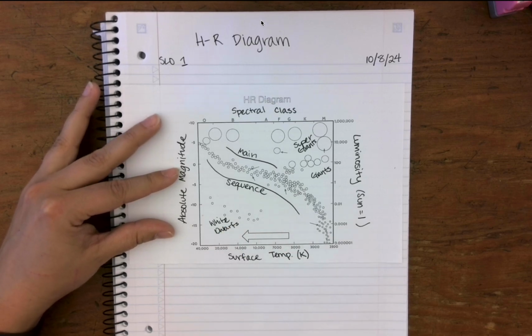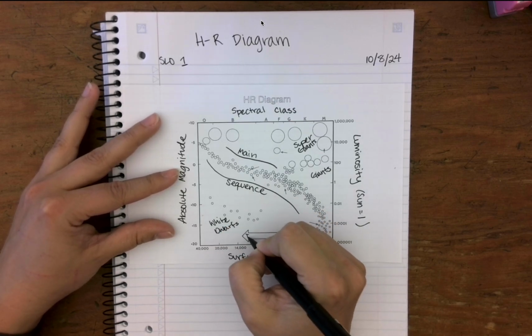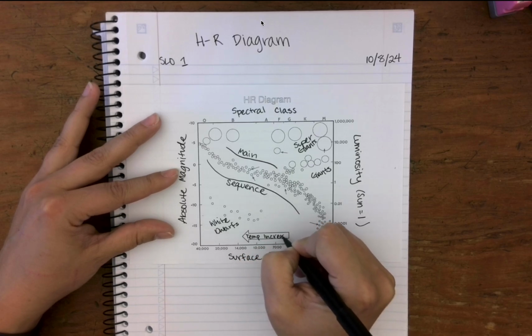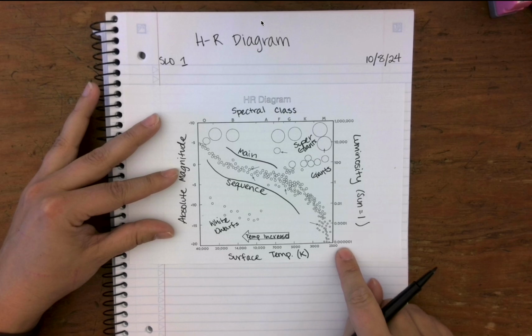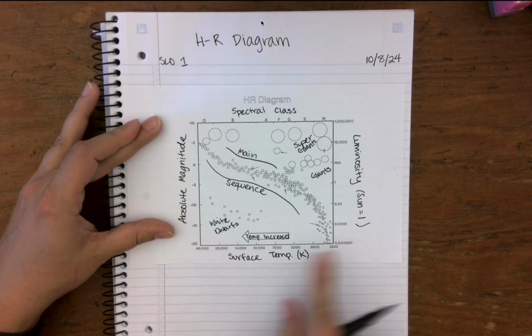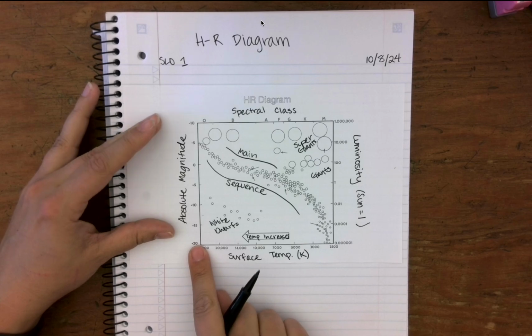And then this arrow is just to show that the temperature is increasing from right to left instead of the usual left to right. It's just kind of a weird thing about this.